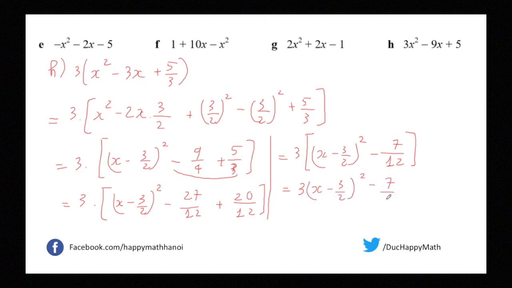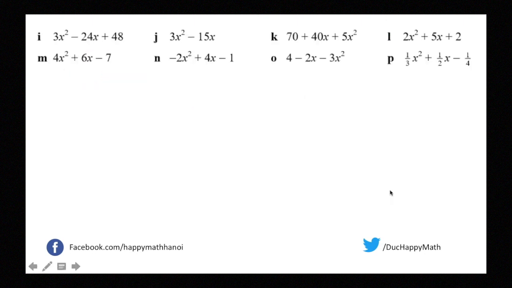And we have the h part: minus 7 over 4. 3 times minus 7 over 4. Simplify. Divide both the numerator and denominator by 3, sorry. So you will get 7 over 4 here. Now work by yourself on the 8th question.